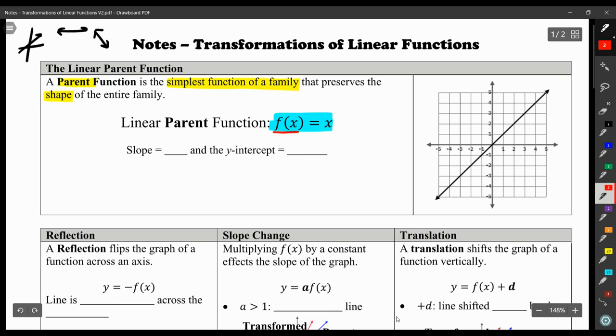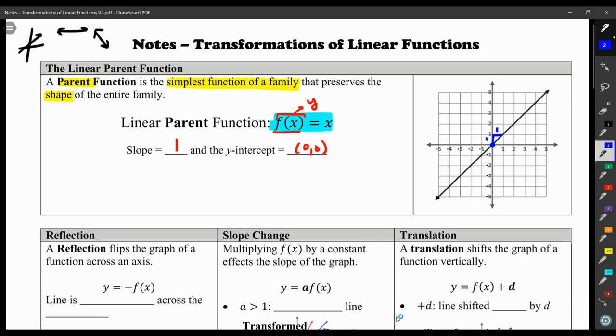And remember that f of x is simply y. So y equals x is the parent function for all linear functions. So the slope of the parent function is 1, and the y-intercept is at the origin at (0, 0), which is why this is the simplest linear function out there. And so the graph looks like this to the right. So it has a y-intercept of (0, 0) and a slope of 1 over 1.